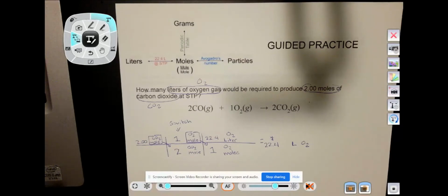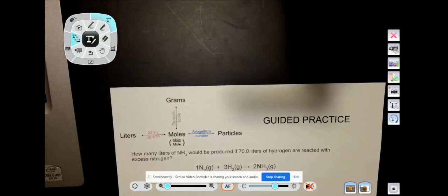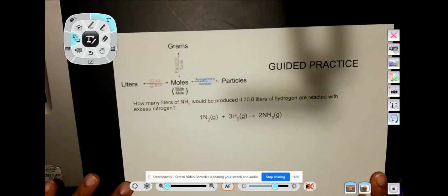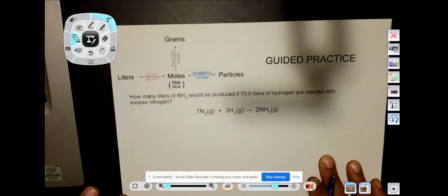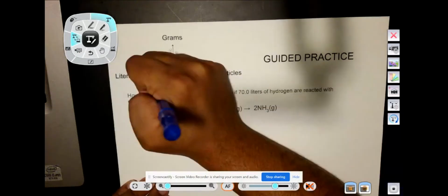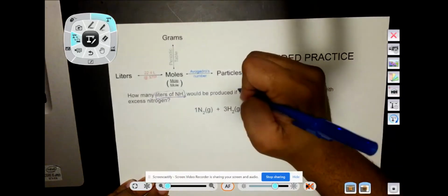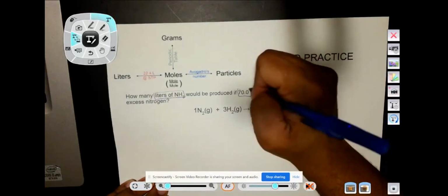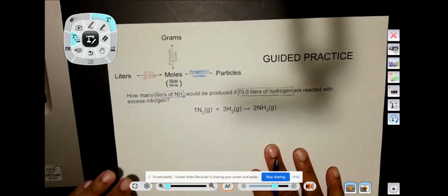So now we're going to move on to our second practice problem. Okay, so for our second practice problem, let's read through the question. It says, how many liters of NH3 would be produced if 70 liters of hydrogen reacted with excess nitrogen? So we're starting with 70 liters of hydrogen, and we want liters of NH3. So we are going to get started with our T chart.